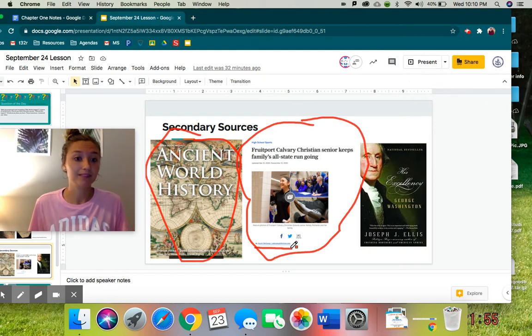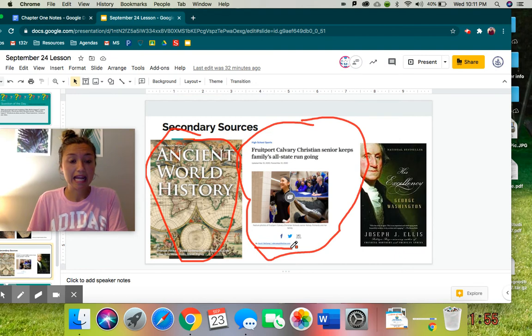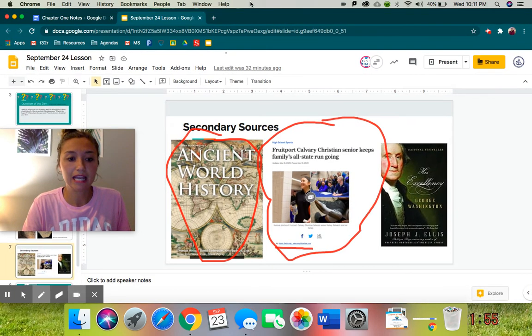And there you have it. A secondary source on a basketball game that happened at Fruitport Calvary Christian. Now people that read the article are gaining their information from someone who wasn't there, but gathered the information from people who were. And then lastly, we have the George Washington His Excellency book, which is a fantastic read.